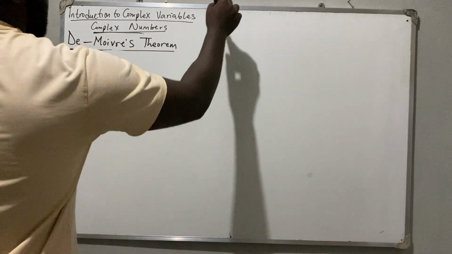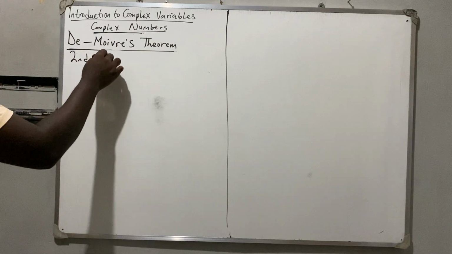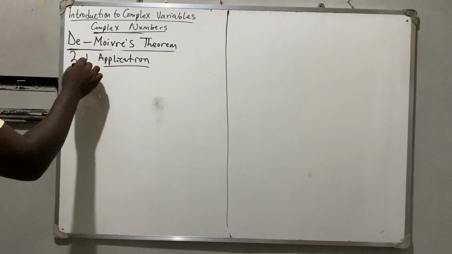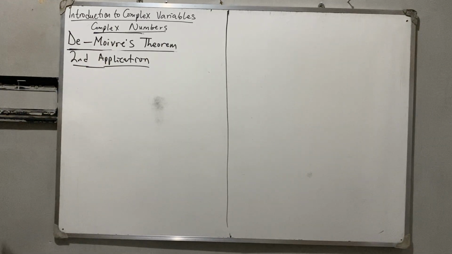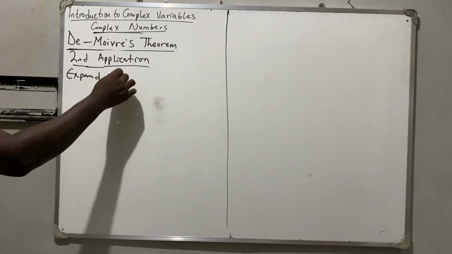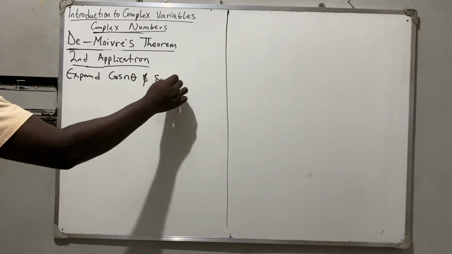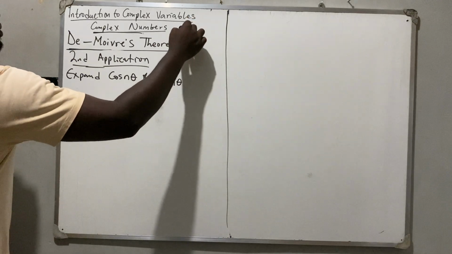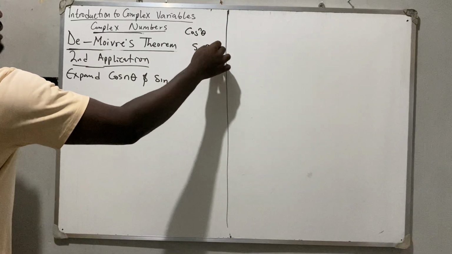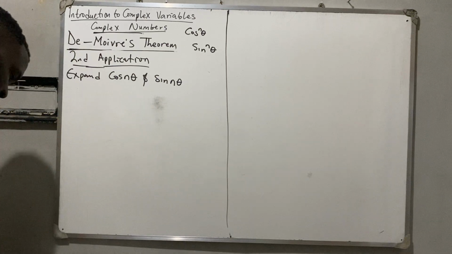So this is the second application of De Moivre's theorem. It is in the expansion. It helps us to expand cos n theta and sine n theta. Remember that the other one was cos power n theta and sine power n theta, where n was a power, but this time around it is no longer a power.